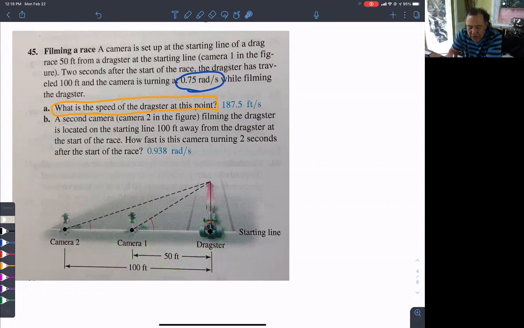Two seconds after the start of the race, the dragster has traveled 100 feet. So 2 seconds later, we're going to draw the dragster. That distance is going to be 100 feet after 2 seconds. T is 2. So it's going to be right there.